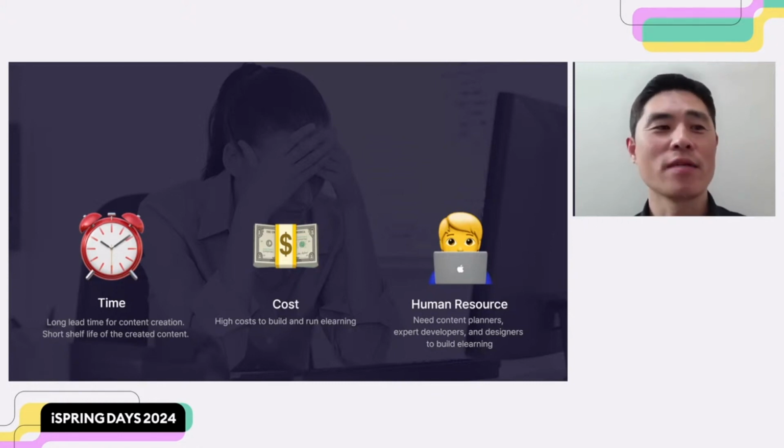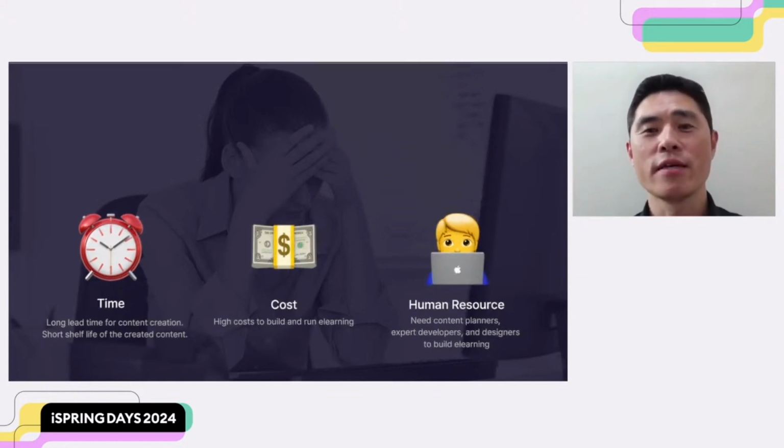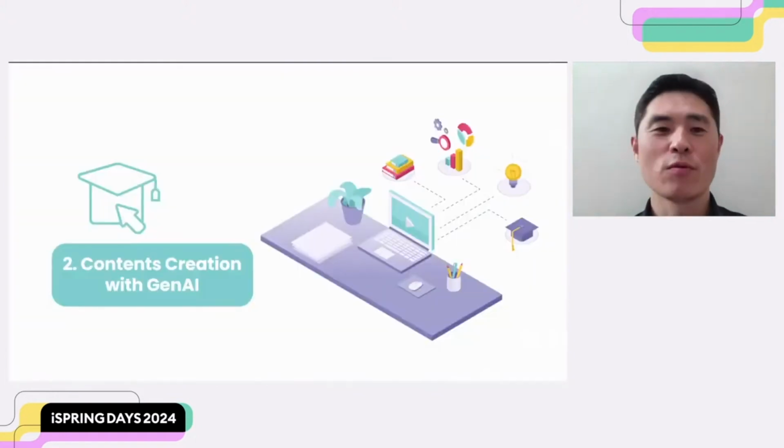And the second part is cost, right? A large budget is spent on studio filming and editing to create e-learning content. The third one is human resources. We don't have an expert to create high quality and engaging e-learning content, right? So that is why I just want to show you the problems and the solutions. I challenge you to solve these three problems with generative AI.